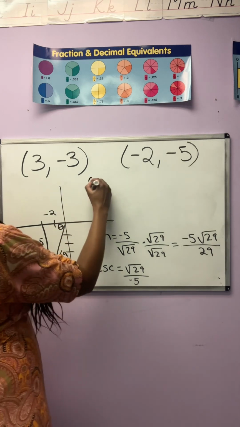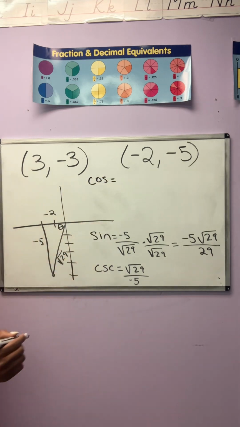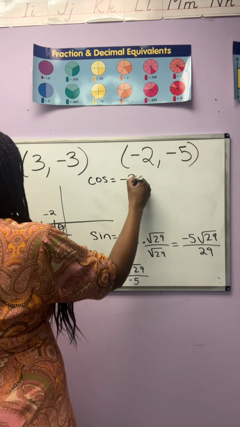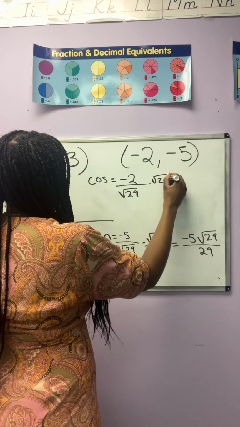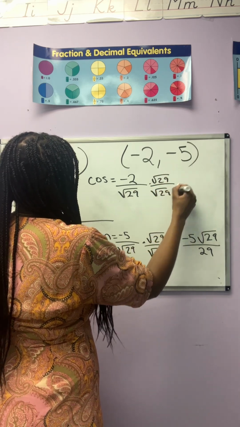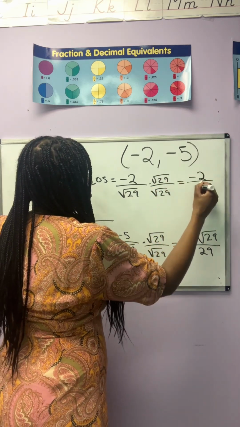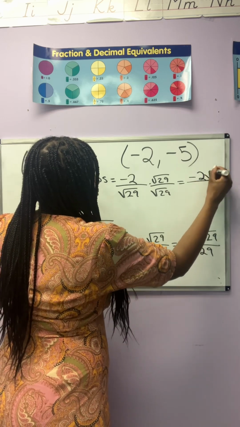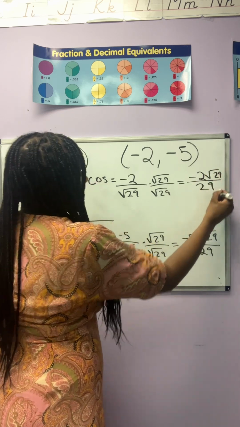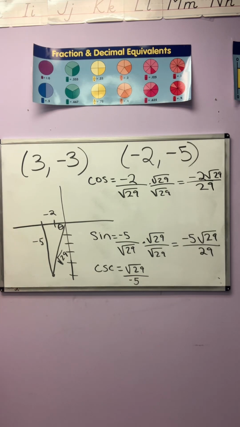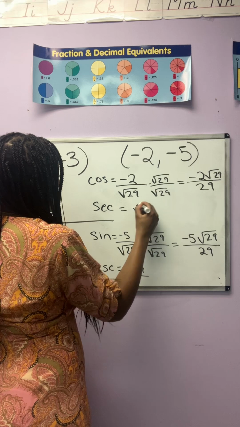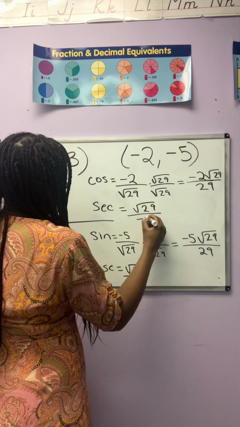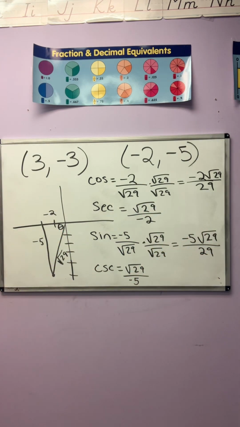Cosine is adjacent over hypotenuse. So take the square root. So we have -2 square root of 29 over 29. Again, nothing can simplify them, so we'll just leave it as it is. Secant, we have square root of 29 over -2. And there's nothing else that we can do with this, so we'll just leave that.